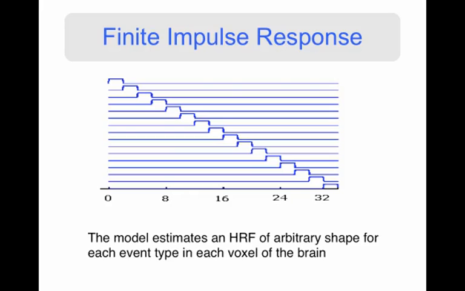Here's an example of the finite impulse response. So this is 1 at one time point and 0 everywhere else, and that 1 is shifted as we go across. So we're going to have one time point for each TR, basically. And so now, when we estimate beta, we're going to have a beta for each time point, and using this we can recreate basically any shape that we want. So this model estimates an HRF of arbitrary shape for each event type in each voxel of the brain.